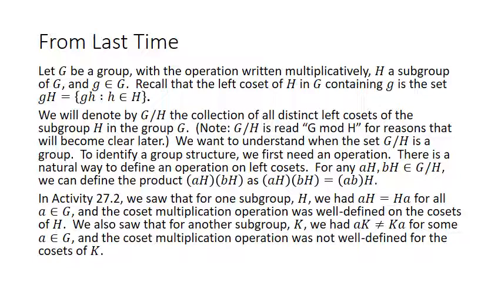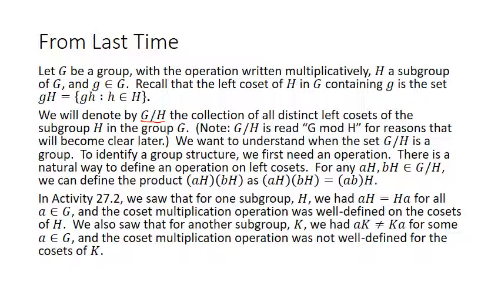Then last time we said that we were going to denote by G mod H, read G mod H, the collection of all distinct left cosets of the subgroup H in the group G. And hopefully, possibly today, it might become clear exactly why we read it as G mod H. So we want to understand when this set G mod H is actually a group. And last time we looked at some examples where it was and where it wasn't.